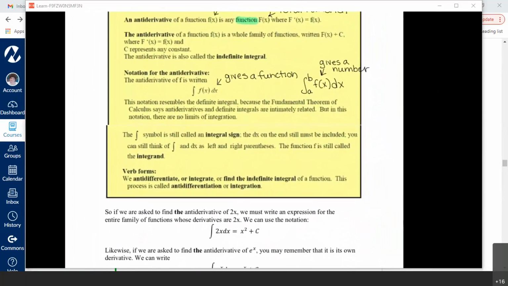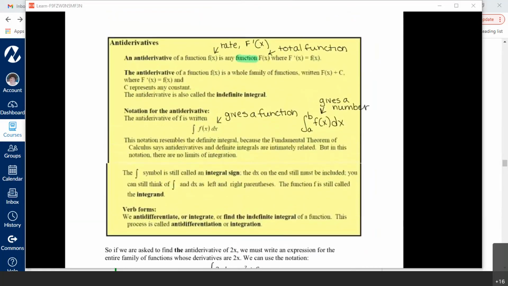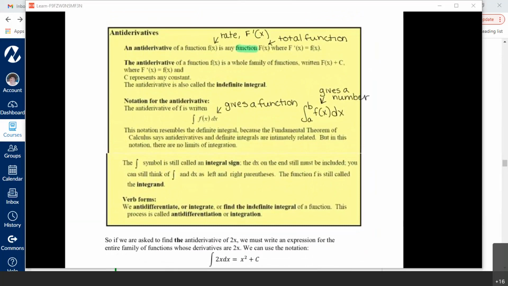All right, so this is just a little box that is vocabulary. It tells you what everything is called. It tells you what the verb forms are. I'm going to use the verb form integrate usually rather than antidifferentiation because that just takes too long to say. Most people tend to refer to antidifferentiation as an indefinite integral, and the other is a definite integral, the one with bounds.